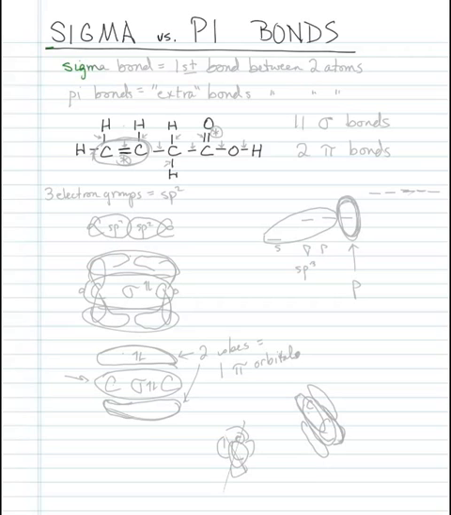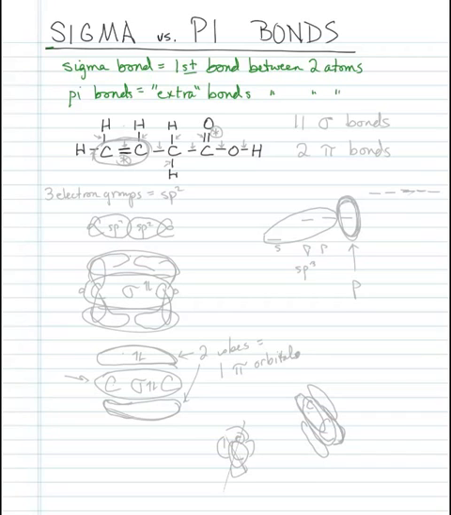So a sigma bond is the first bond between any two atoms. The first bond between any two atoms. And normally there's only one bond between two atoms, and so that's all you have is sigma. The pi bonds are the extra bonds. I'm just going to put extra in quotes because that's not really what we call them, but that's what I'm going to use right now just to help explain it. Extra bonds between two atoms.